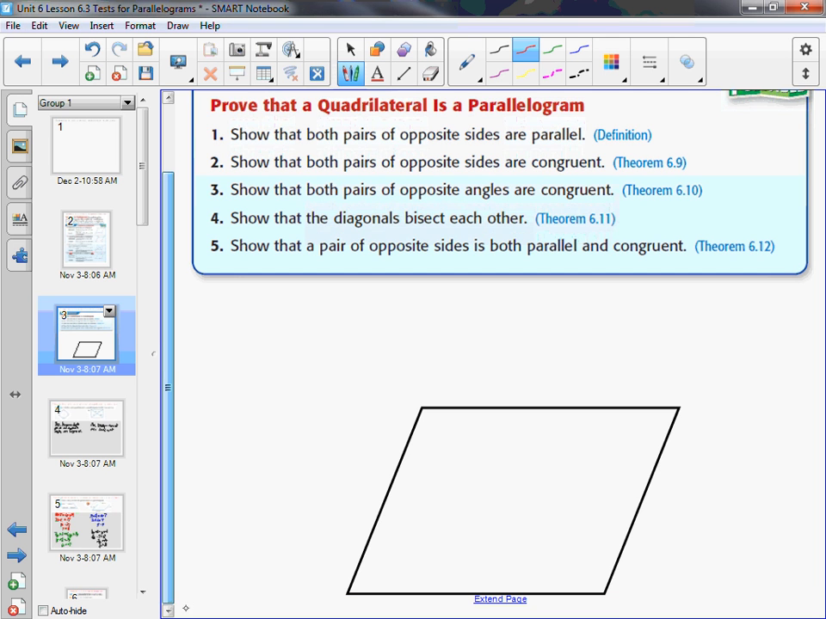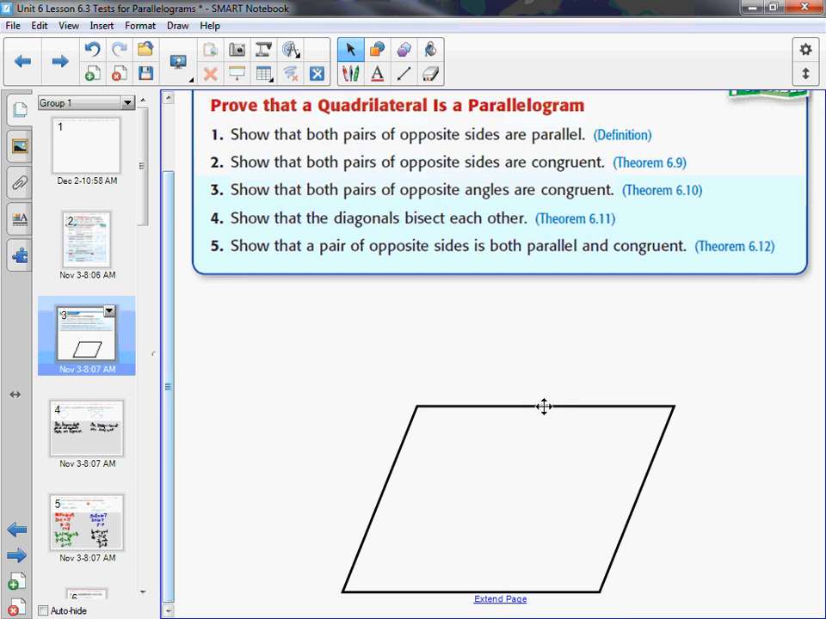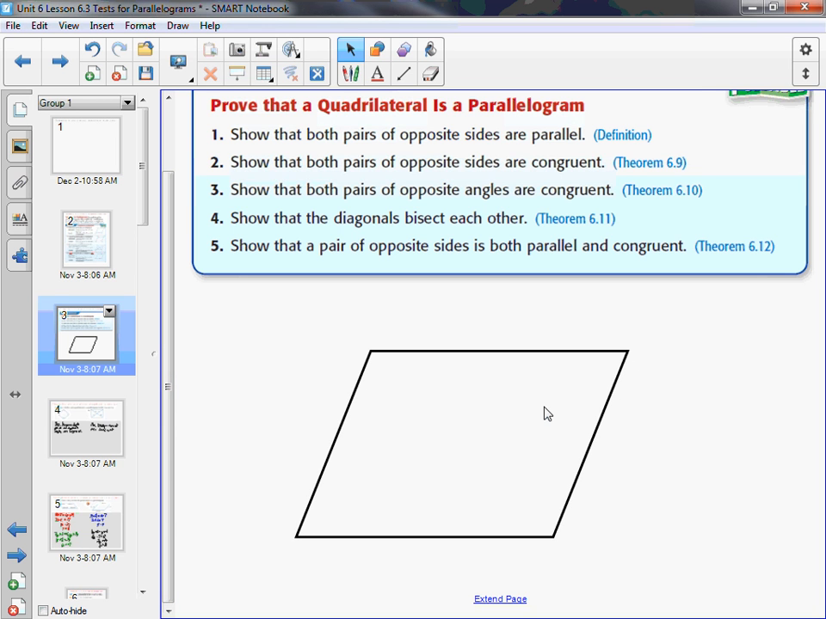So, look here at the screen at this figure and tell me when I have marked enough information on it for you to know for certain that it's a parallelogram. All right? So we do not know it's a parallelogram yet. As far as we know, it's just a quadrilateral. Is this enough to prove that it's a parallelogram? Nope. Is this? Yes, both pairs of opposite sides are parallel. That proves it's a parallelogram.